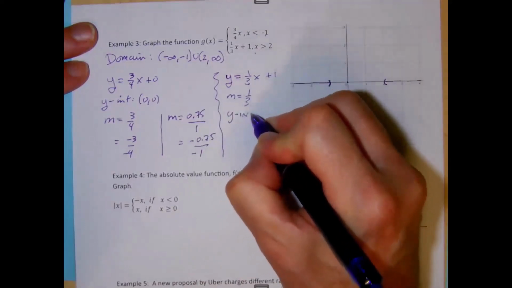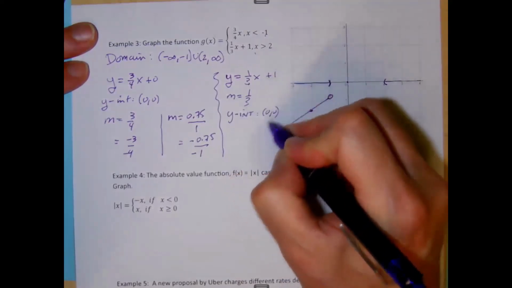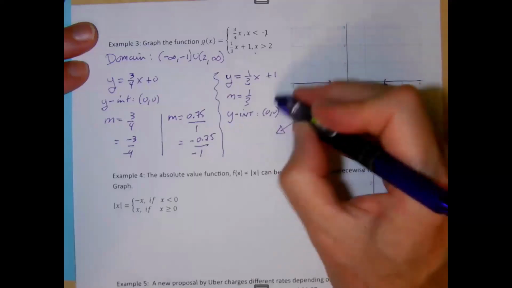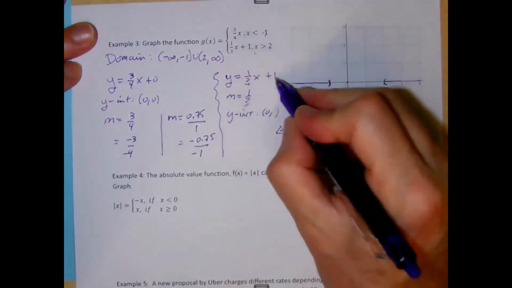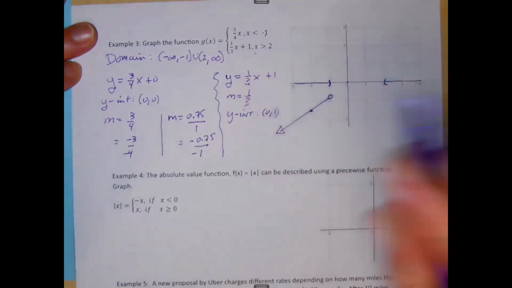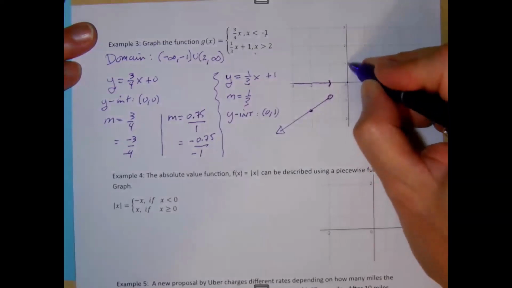My y-intercept, notice again how I'm declaring everything. I'm not just writing 0, 0. I'm declaring what it is that I'm writing down. So in this case, the y-intercept is 0, 1. So let's mark that. 0, 1 is right here.